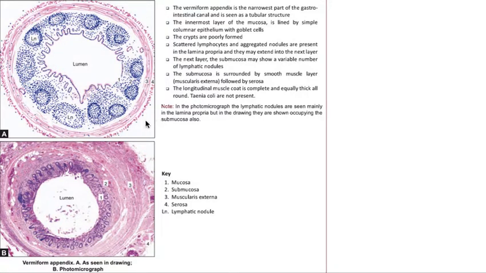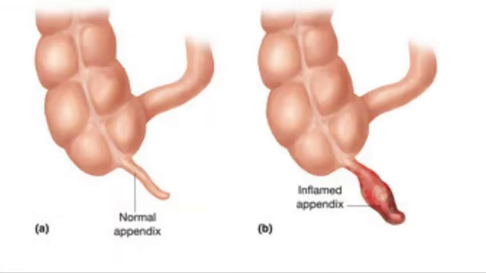Now the longitudinal muscle cord is complete and equally thick and round. So we have no tinea coli here. Tinea coli are conspicuously absent. Because of the presence of numerous lymphatic tissue, a huge, very typical immune response can get from an inflammation of the appendix. This inflamed appendix is one of the most common surgical emergencies.